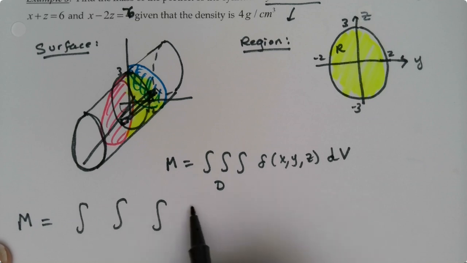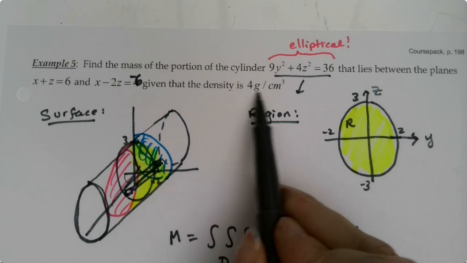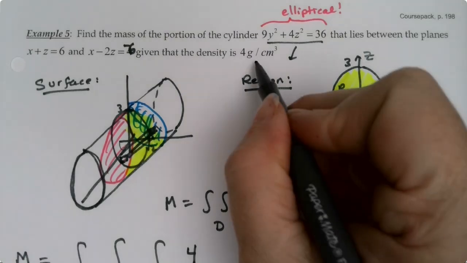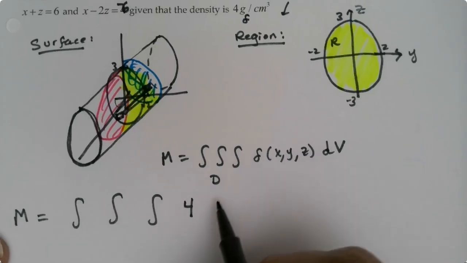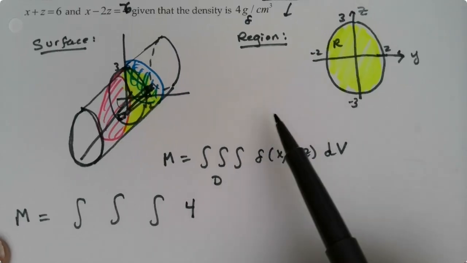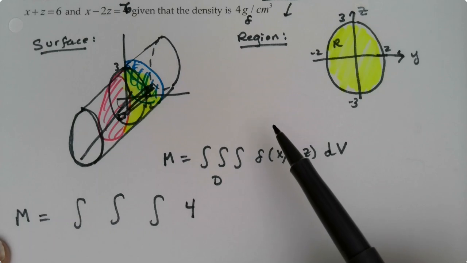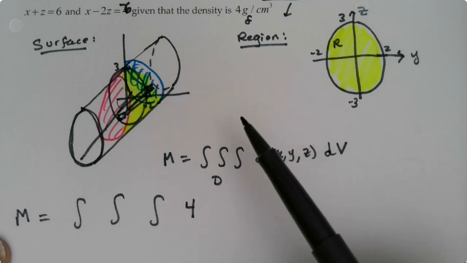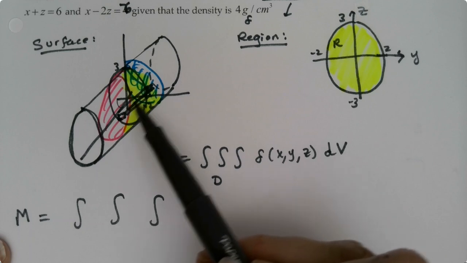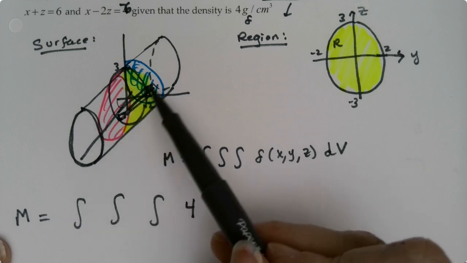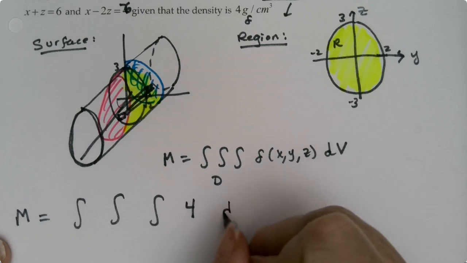All right, so our density function's easy. Delta is 4, so that's easy because it was given right here. There's delta. Now which way are we going to go? Well, this is obviously going to go for x first, right? Because stacking the columns from the front to the back, that's dx orientation. So we're going to do dx first.